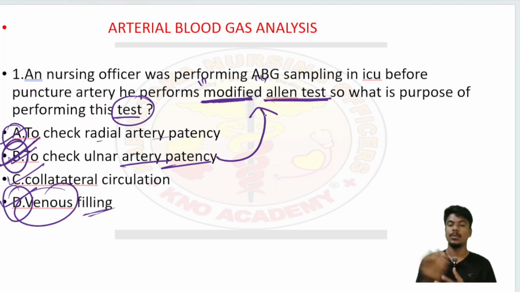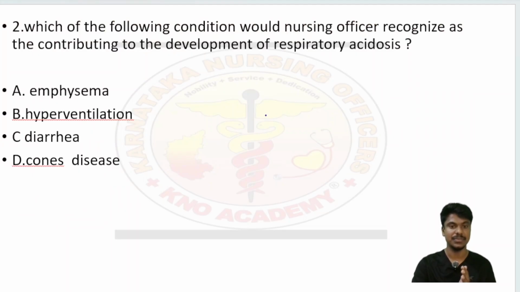Okay, that is what your modified Allen test is the answer. To check the ulnar artery patency only, we want to perform the modified Allen test. Now, this was the first question of this section.